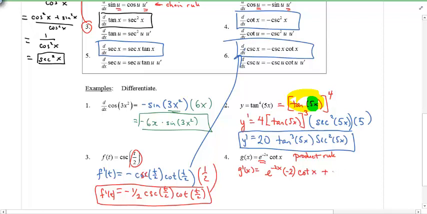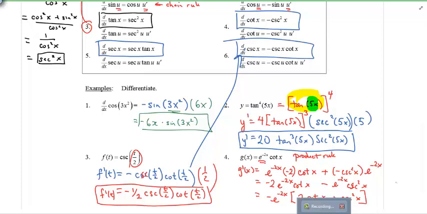What's cotangent? Oh yeah, that's negative cosecant squared x. B prime a. And if you wanted me to write this a little bit nicer, negative 2 e to the negative 2x cotangent x minus e to the negative 2x cosecant squared x. And if you want to do some factoring, maybe I can factor out the negative e to the negative 2x. And that leaves us with 2 cotangent x plus cosecant squared x. And that's all you can do.